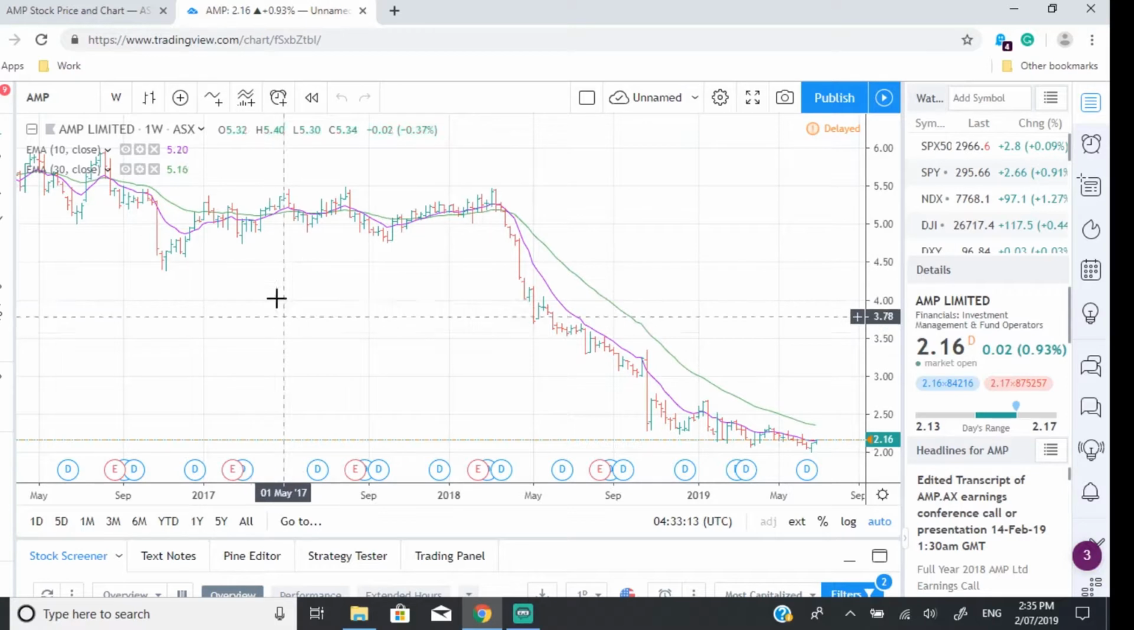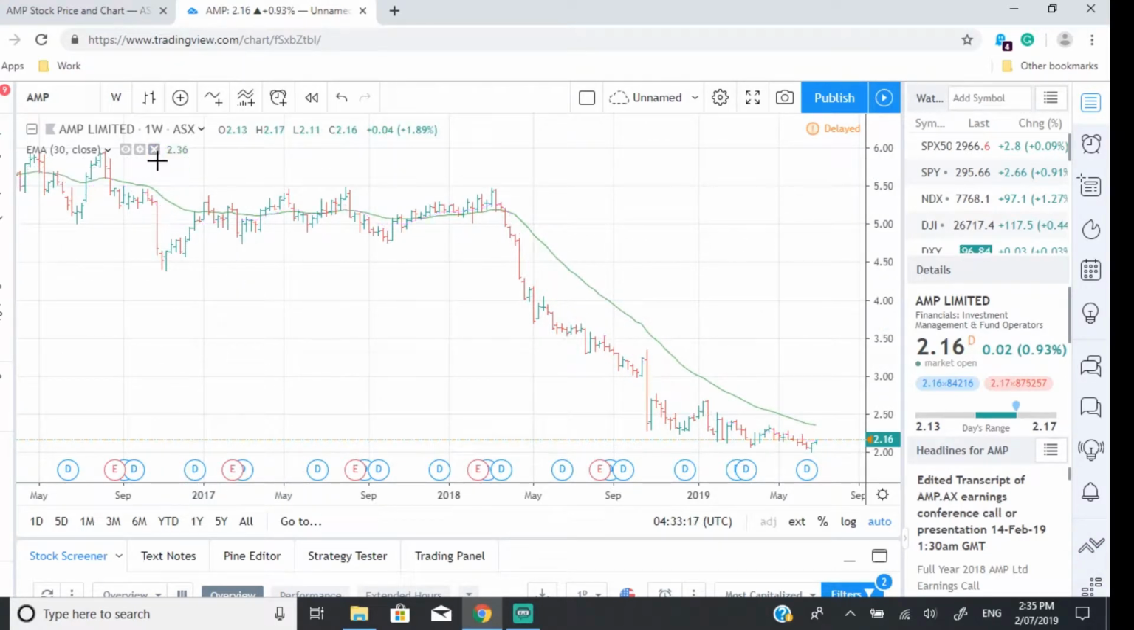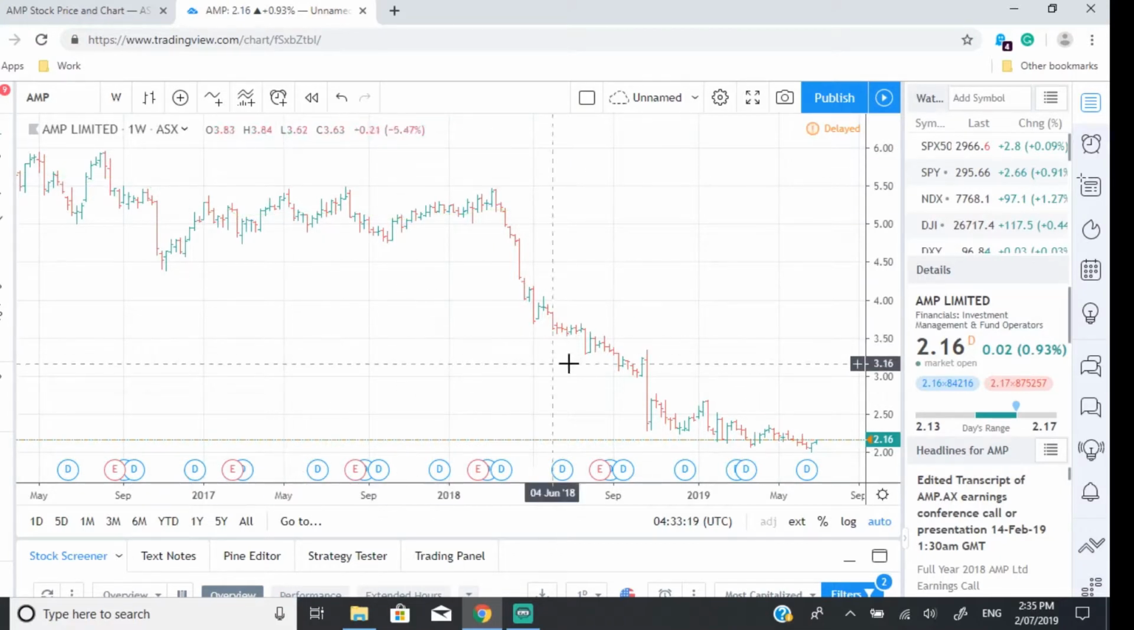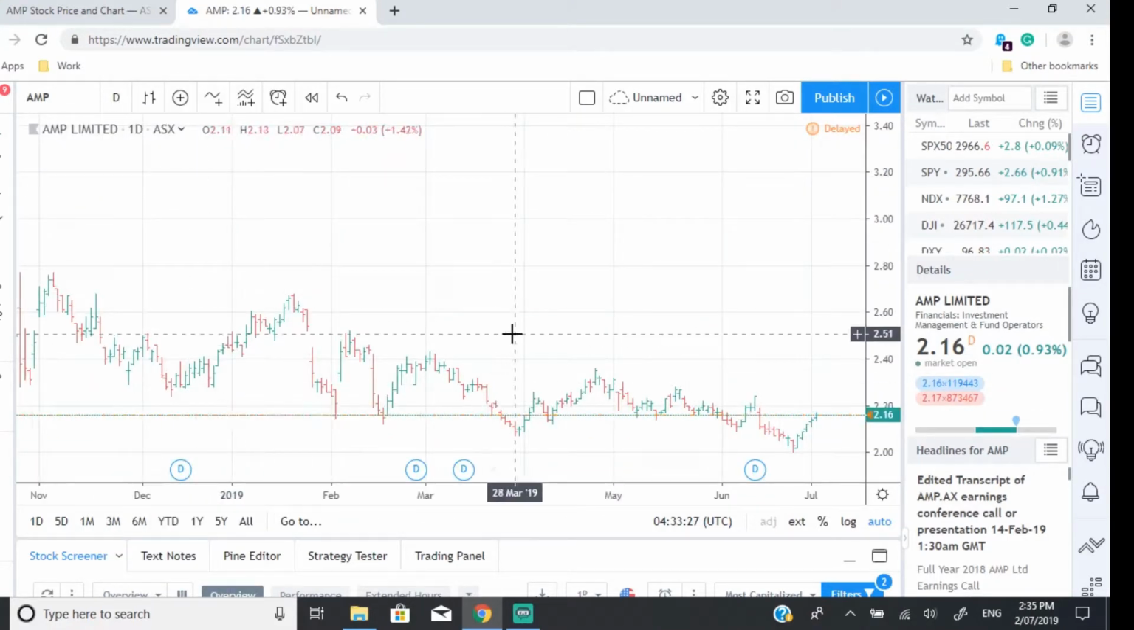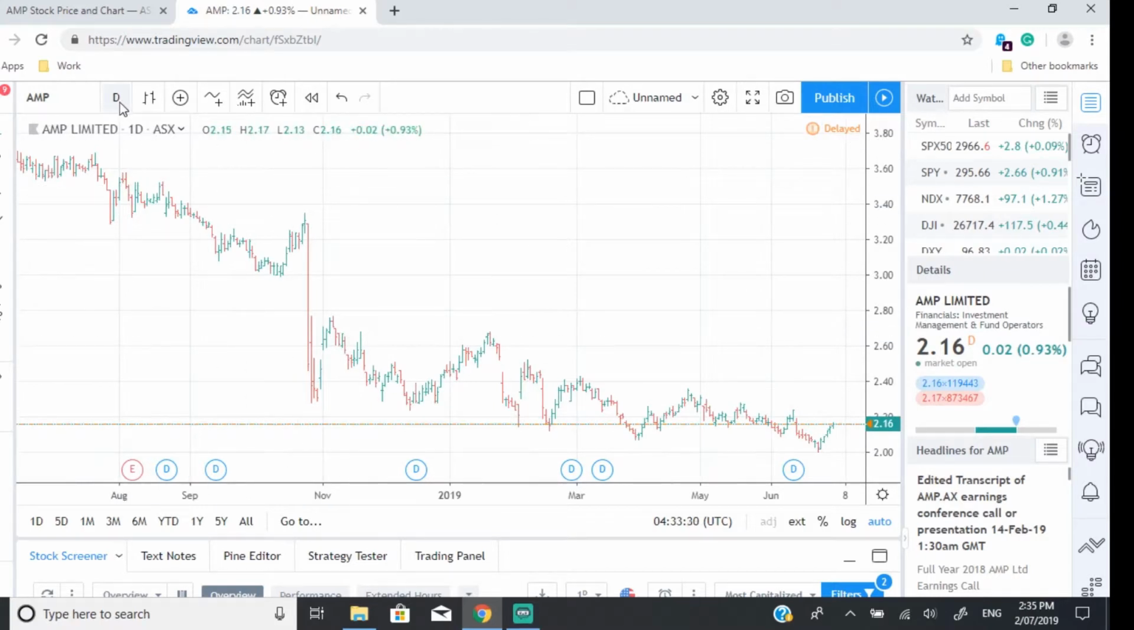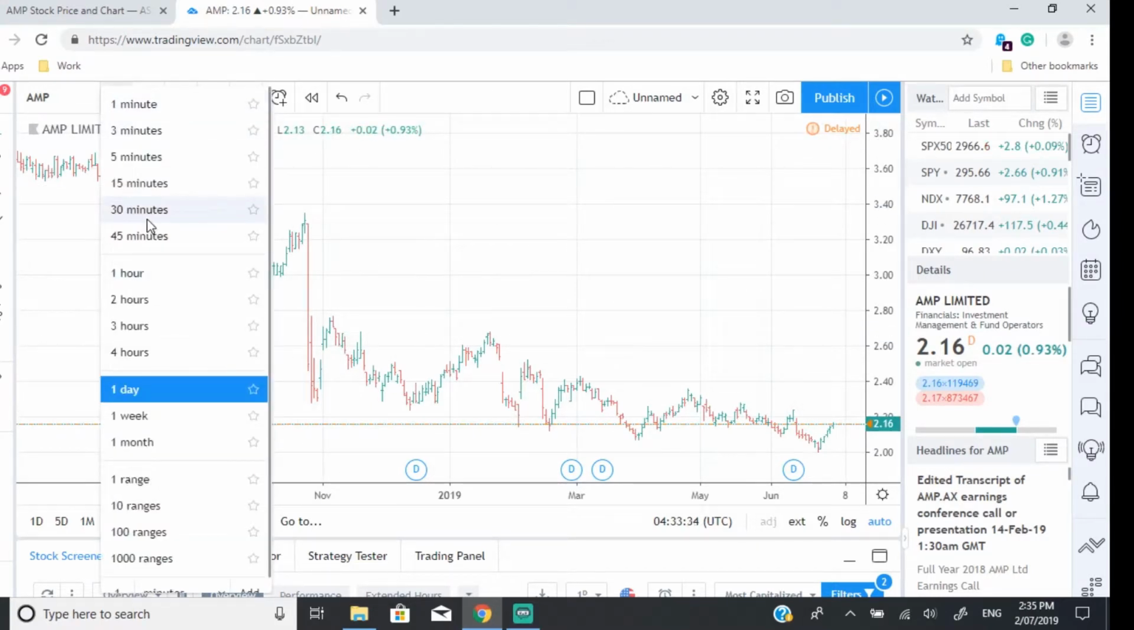So if you were to add an indicator, let me delete all this for you so that you can see how I do it. So this is your basic chart. This is the weekly chart, so I'll go back to my daily chart. This is the daily chart, as you can see. So you go in here to change all those things. It's quite simple. You can even do minutes, depends what you're doing, even month.